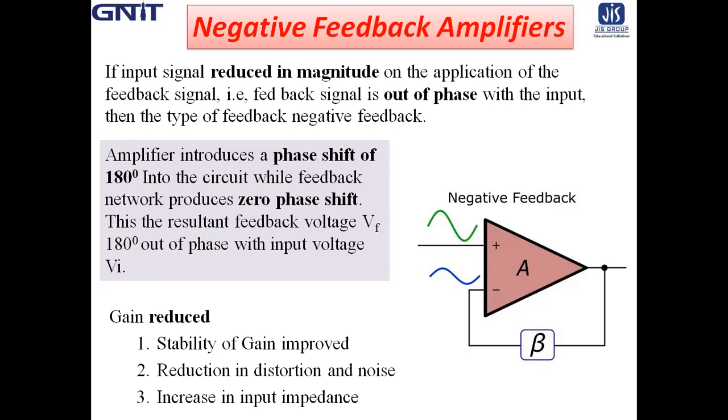This type of feedback leads to stabilization of gain, increase of bandwidth, reduction of distortion, and change in the input and the output resistance. So ultimately, negative feedback means it reduces the magnitude and it is out of phase, because the amplifier introduces a phase shift of 180 degree, but the feedback network produces a zero phase shift. That is why it is out of phase. And negative feedback is mainly used in amplifiers.